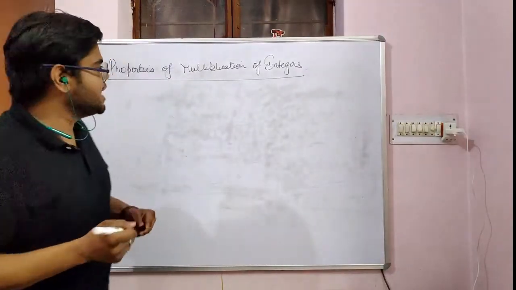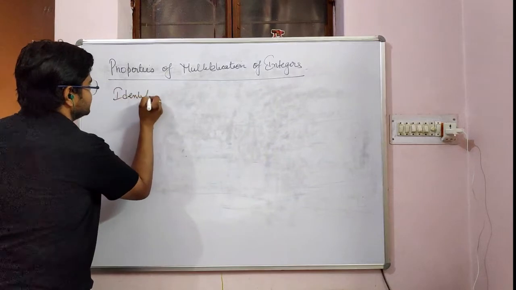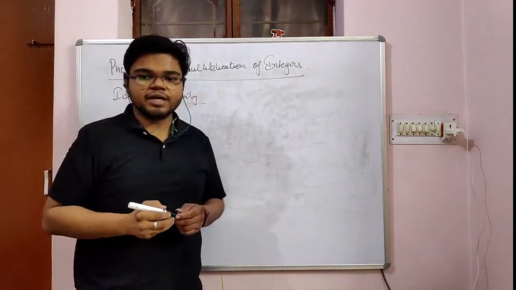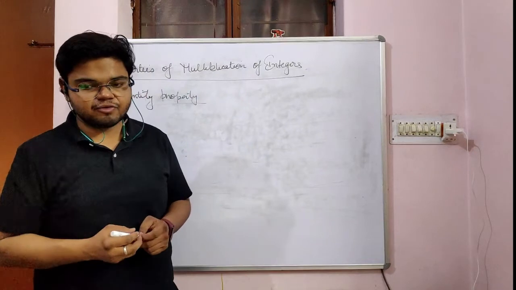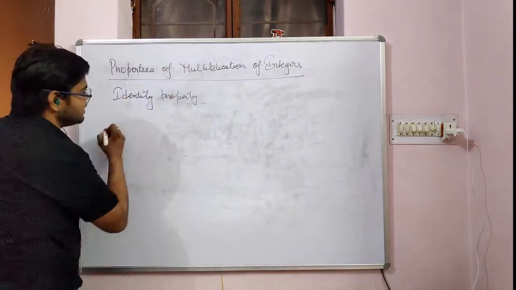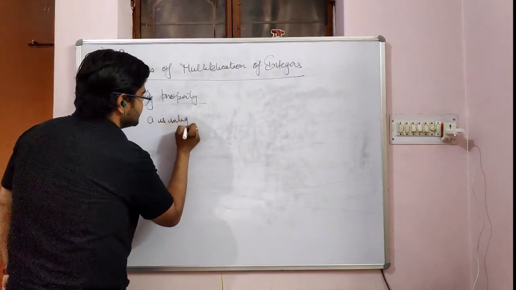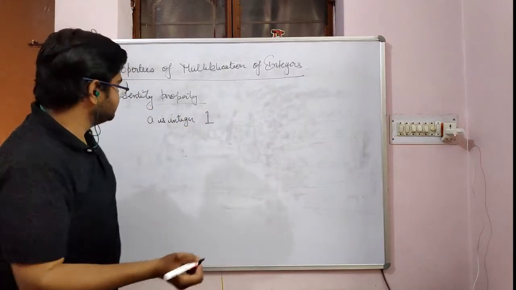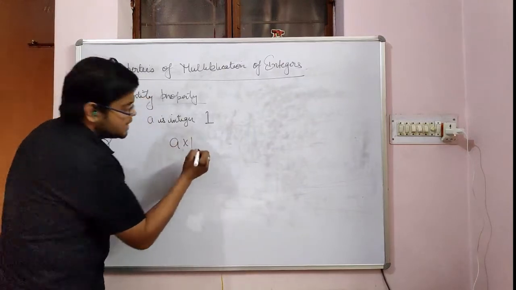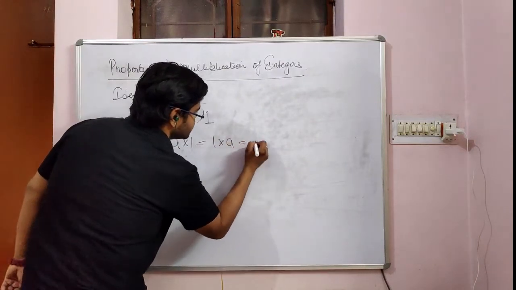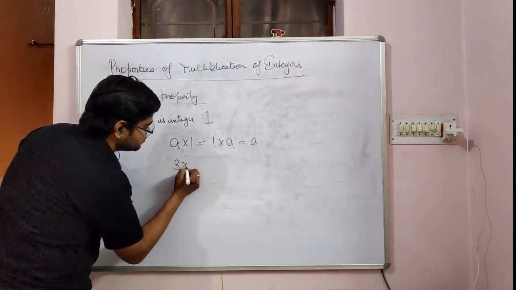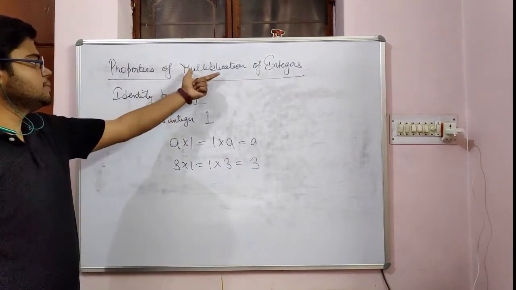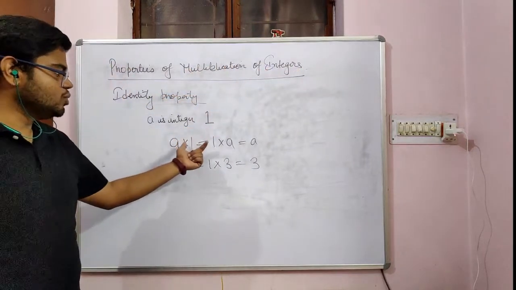Now the next property, children, we have is identity property. In this property, it says that 1 is the multiplicative identity for integers. That means, children, if A is an integer, and if it is multiplied by the number 1, then there will be no change in the integer. That means A into 1 equals 1 into A equals A. That is 3 into 1 equals 1 into 3 equals 3.